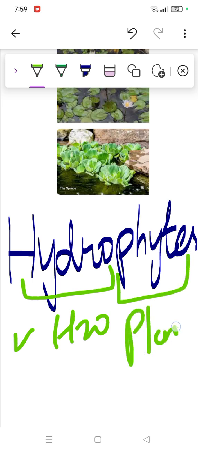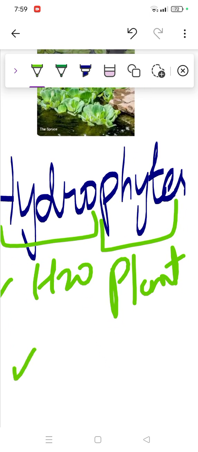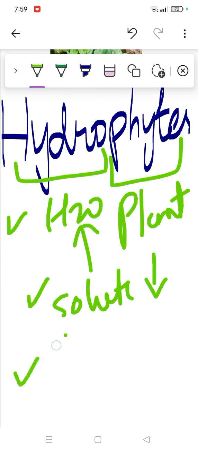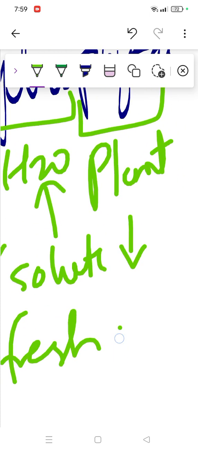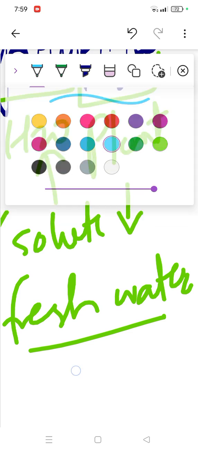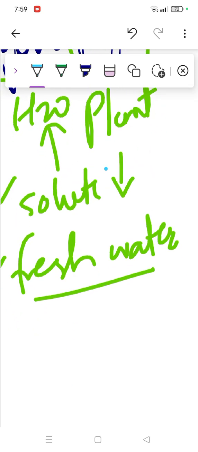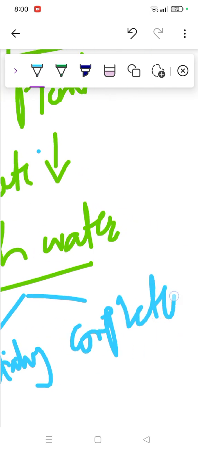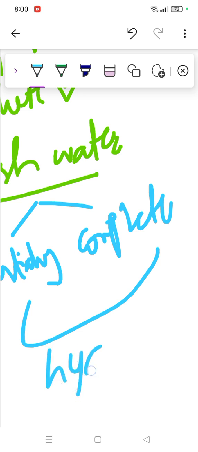So it is a plant or a condition where you'll see water is more and solute, like salt, is less. How? The plants which are found in fresh water, because in sea water we have more solute and the water concentration is salty. So here is fresh water, which means they have a good concentration of water. The plants which are found in fresh water, either partially or completely submerged, are called hydrophytes.